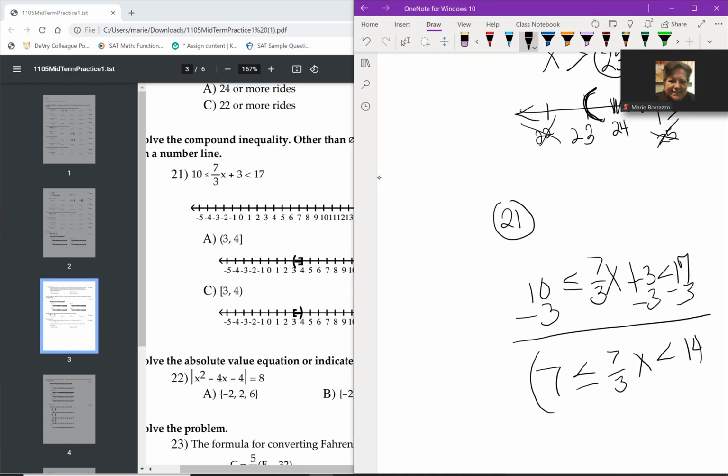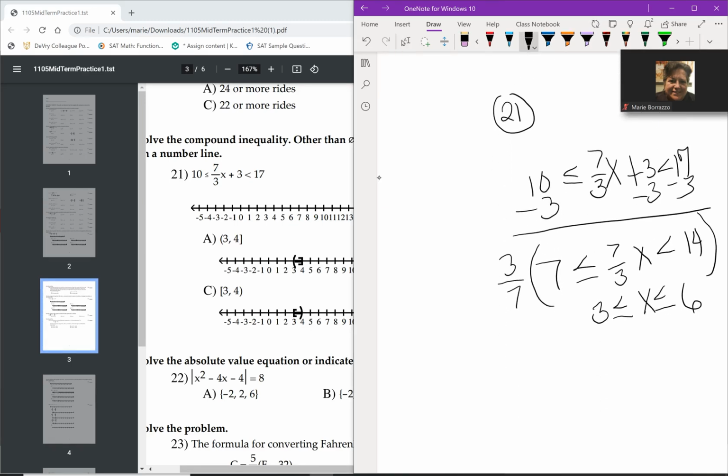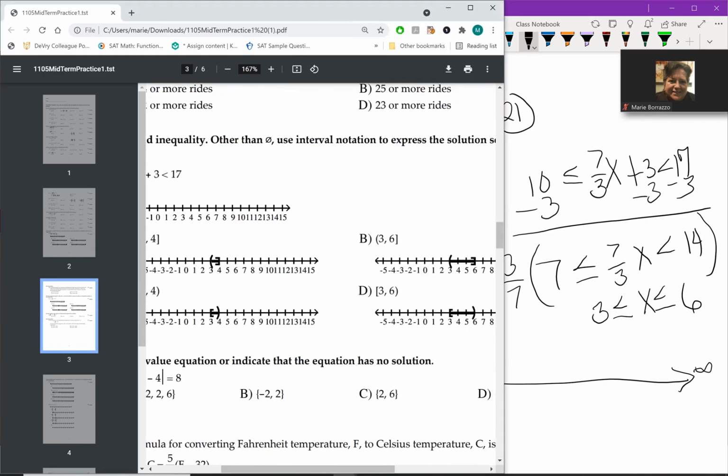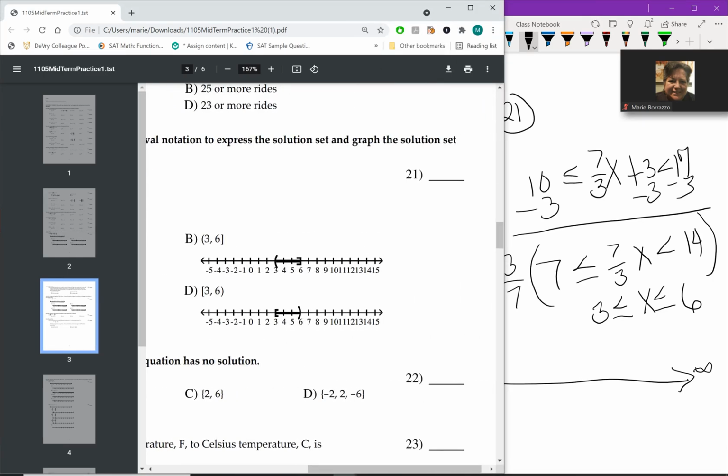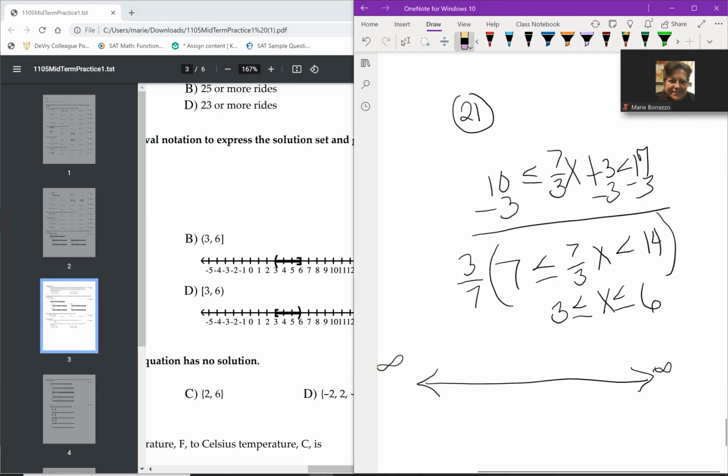Okay, and we're going to multiply the whole thing by 3 over 7. So basically, if I multiply this by 3 over 7, I'm left with 3 is less than or equal to x less than 6. So I want you to stop and think about what that looks like on a number line. Okay, again, here's negative infinity, here's positive infinity. And this is obviously inclusive of 3, but it's not going to be inclusive of 6. So let me erase that part because there's no equal to here.